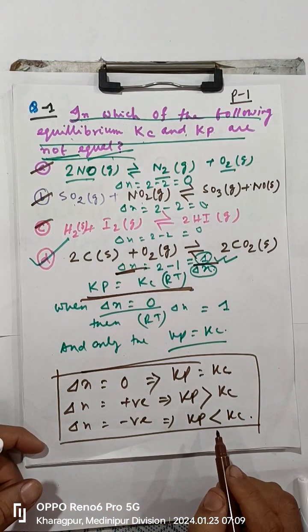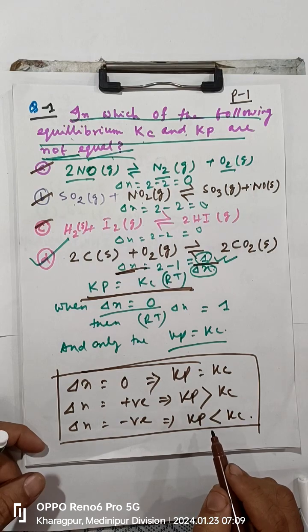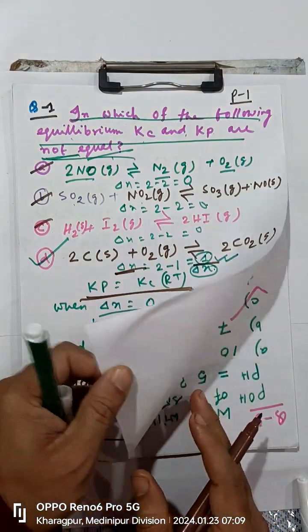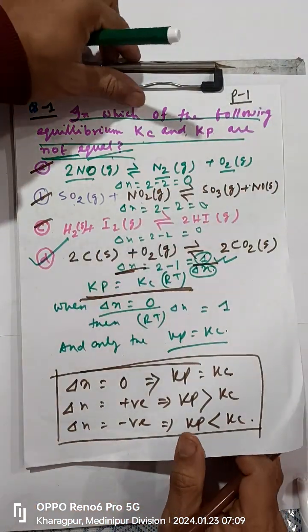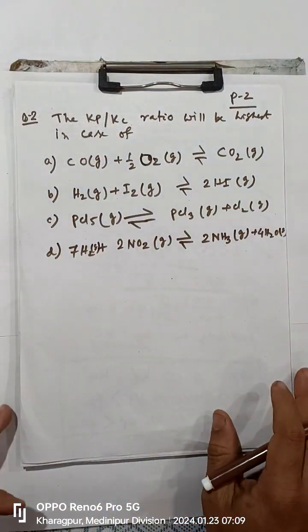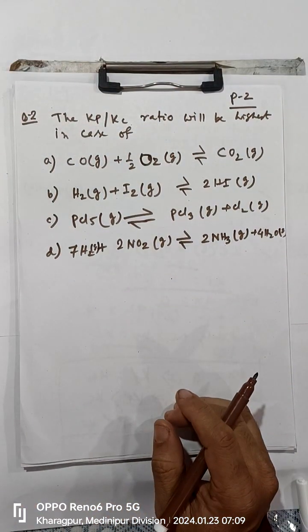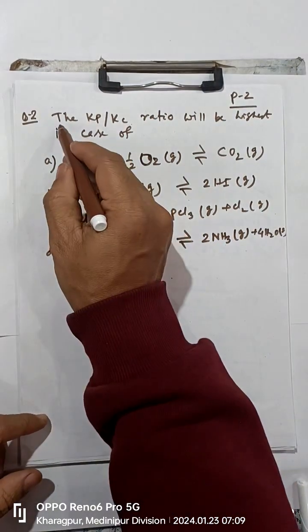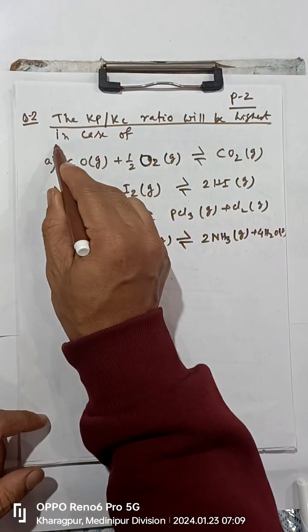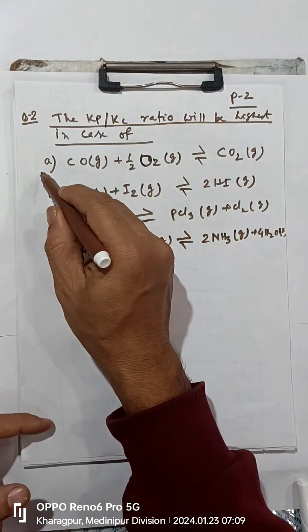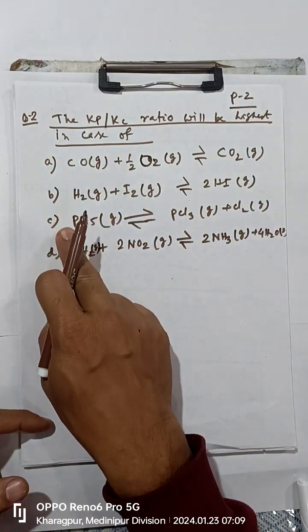So what is delta N? Delta N is the number of moles of product minus the number of moles of reactant. I think it is clear for all of you. Now we are moving to question number 2. The Kp by Kc ratio will be highest in the case of which of the reactions given as A, B, C and D.